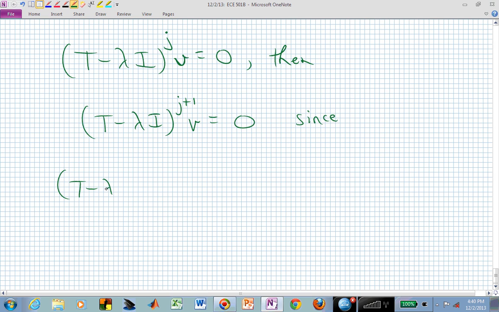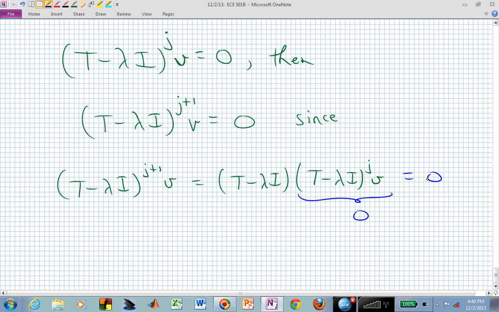Since T minus lambda sub I to the j plus 1 v can be written as T minus lambda I times T minus lambda I to the j times v. And we just said that this piece was equal to 0. And so T minus lambda I times this vector 0 is going to be 0. So we can keep building up T minus lambda I factors, and that's not going to change anything, or we enjoy the same subspace qualities or properties with that.